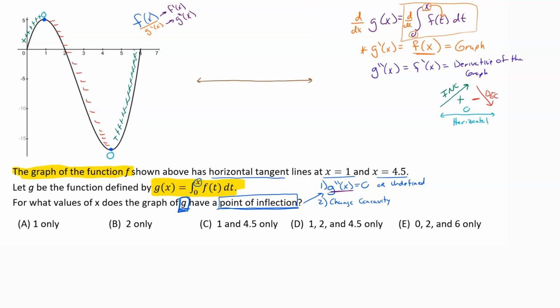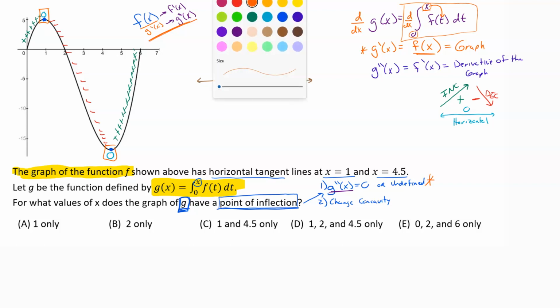I've got g prime of x, my second derivative is equal to 0 here at 1. That's a possible inflection point right there. I've also got my second derivative equal to 0 at 4.5. And now I've taken care of this part. They both are the points where my second derivative is 0. And then I just read off if it's changing concavity.